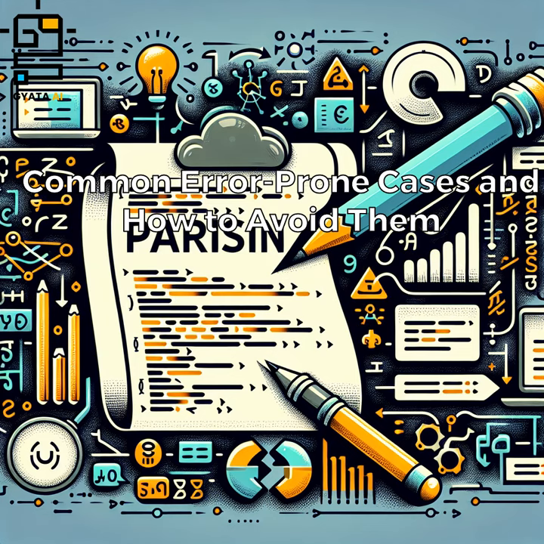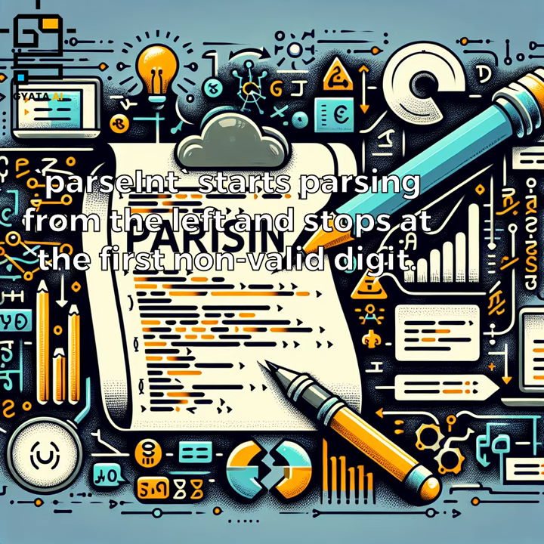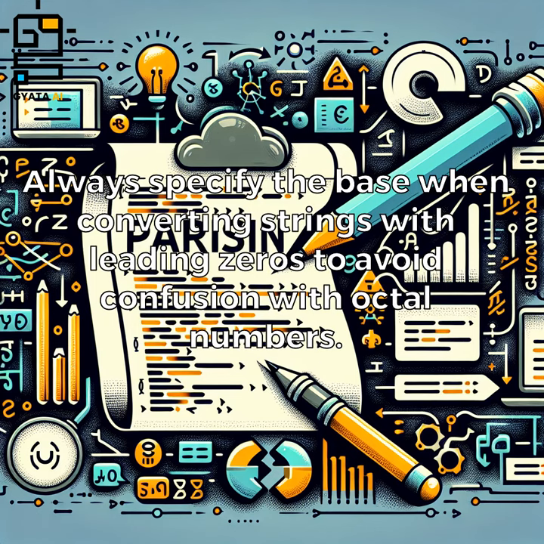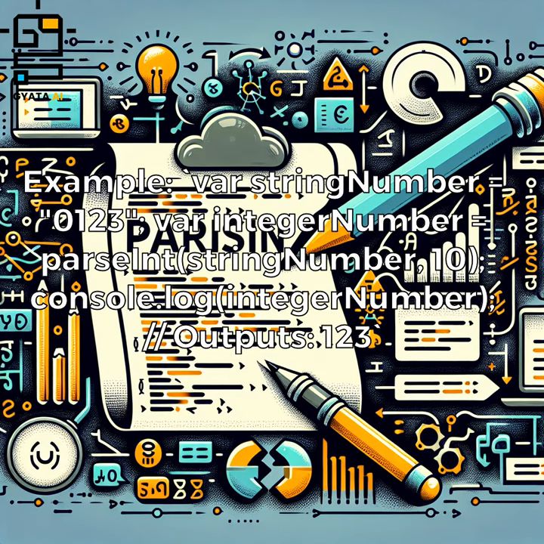Common error-prone cases and how to avoid them. parseInt starts parsing from the left and stops at the first non-valid digit. Ensure the string passed to parseInt contains only valid digits for the specified base. Always specify the base when converting strings with leading zeros to avoid confusion with octal numbers. Example: var stringNumber = "0123"; var integerNumber = parseInt(stringNumber, 10); console.log(integerNumber).